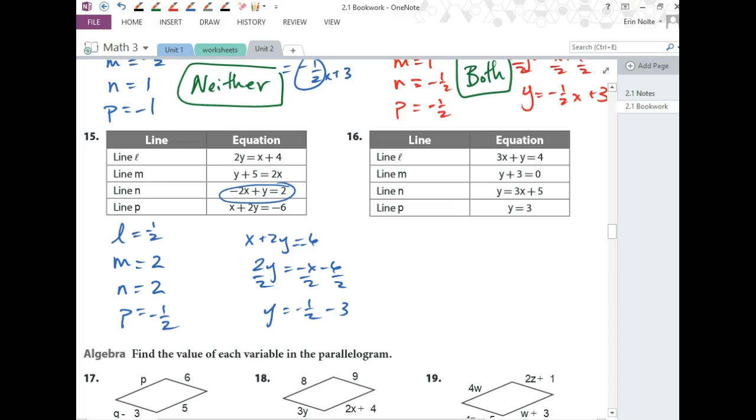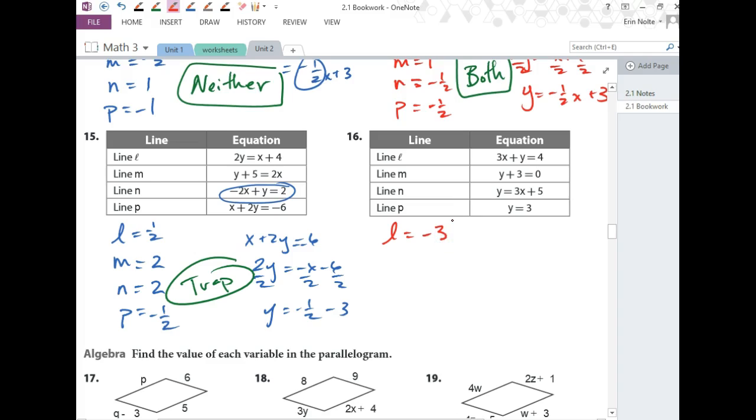Okay, so 15 is what kind of shape? It is certainly a trapezoid and a trapezoid only. Okay, 16, what's the slope on L? Negative 3, because you got to subtract it, right? Remember, you have to solve for y.